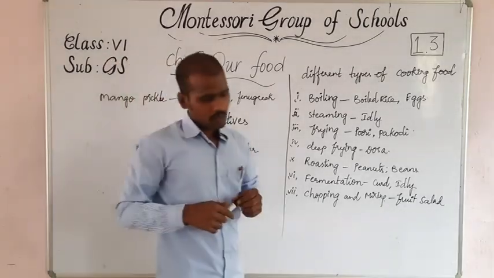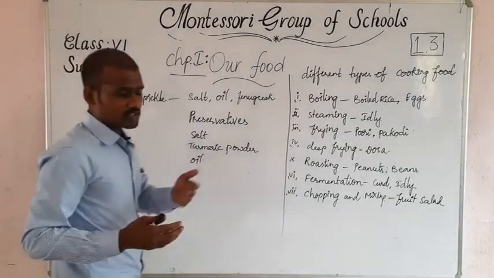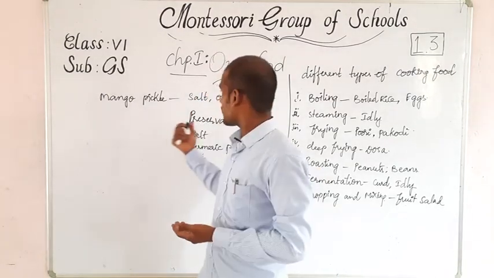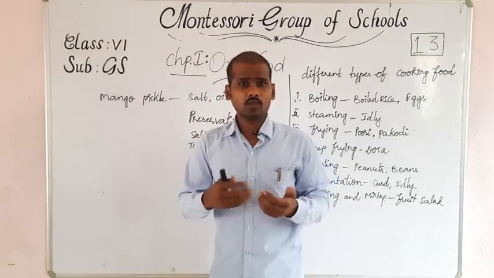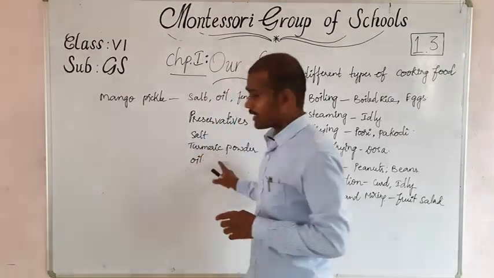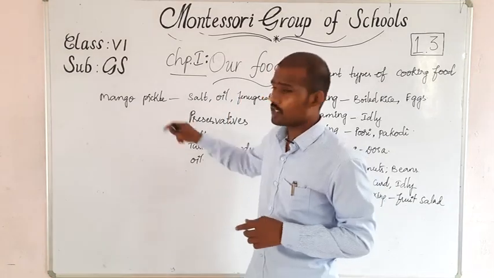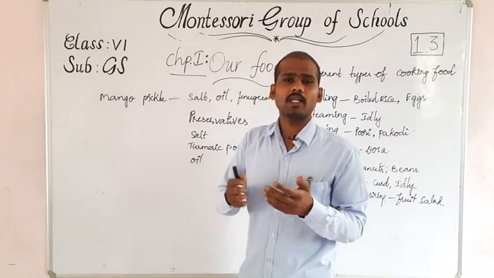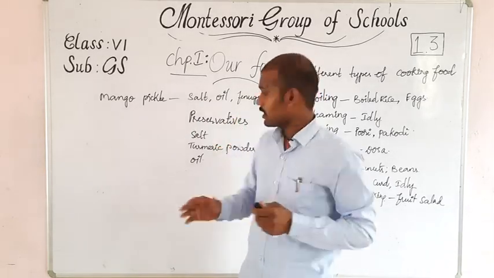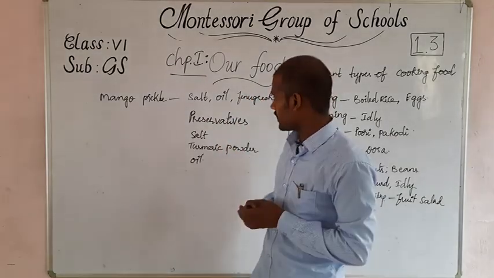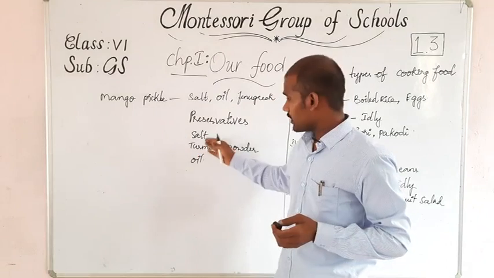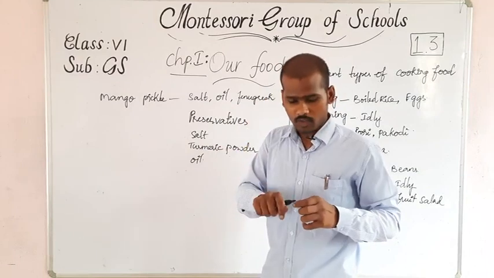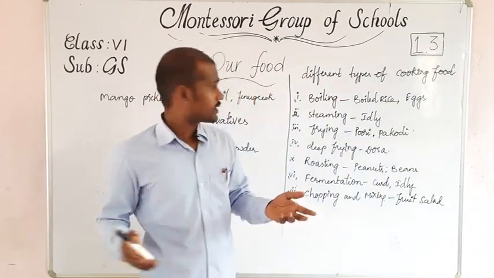What I want you to do is, the preservation of food is very common in all of our homes. Your mother knows very well how to preserve these different types of food. I want you to ask your mother what different ingredients she adds to different food items so that those food items last for a long time. Make a list of any five preservatives, other than salt, turmeric powder, and oil. Okay, so this is it, friends.